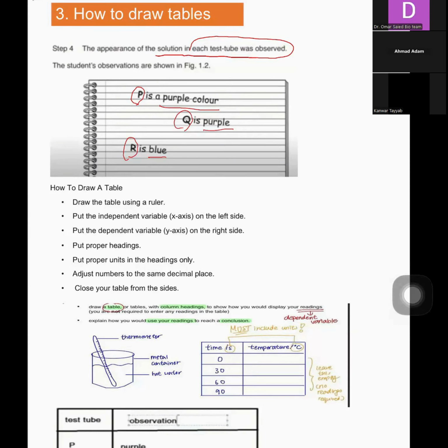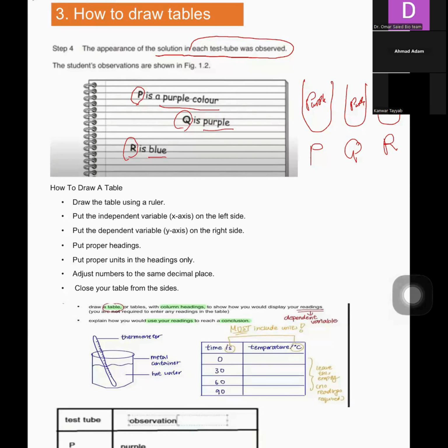The third test tube was called R, with blue color. So there were 3 test tubes: P, Q, and R. The color here was purple. The color here was purple. The color here was blue. So he asks you to do what? Draw a table to show the result.